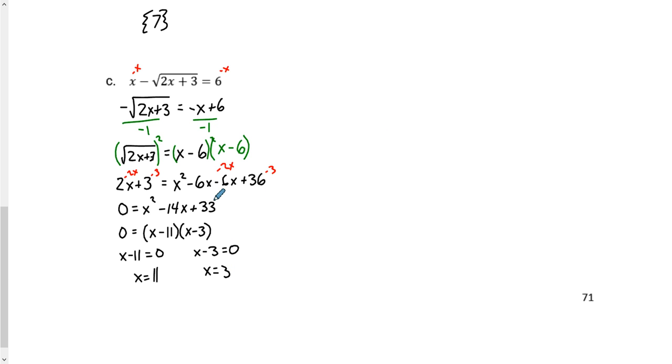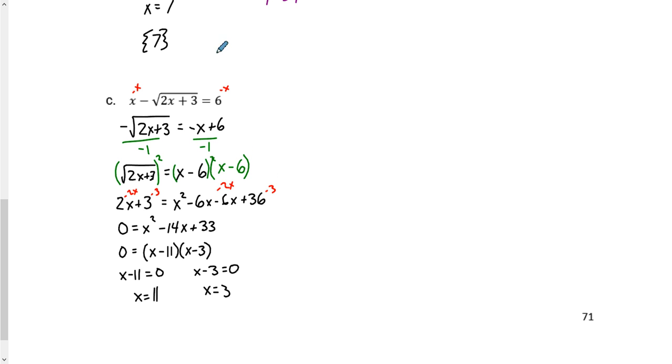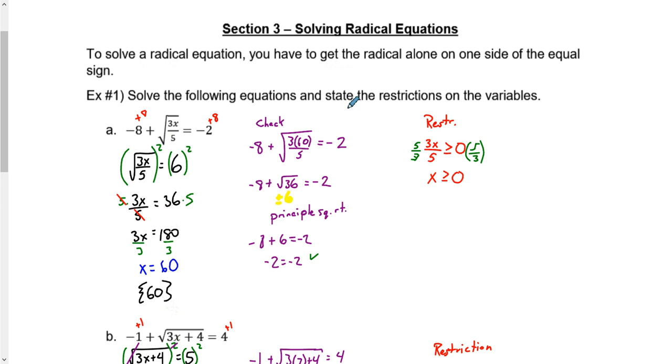So we potentially have two answers. In order for us to know, we're going to have to check them. I think that what I really need to do in this is actually say solve, check, and state restriction.